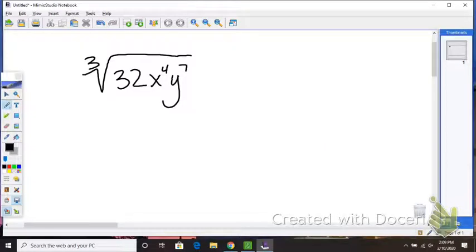Everything we've done so far goes back to the first section that we started, which was simplifying stuff. Today we're going to be writing from root form to exponential form, but guess what we're going to do after? We're going to simplify it. So I gave you this just so you can keep it going in your head.